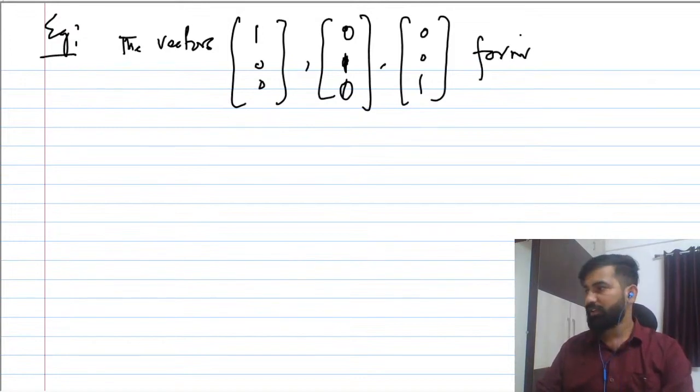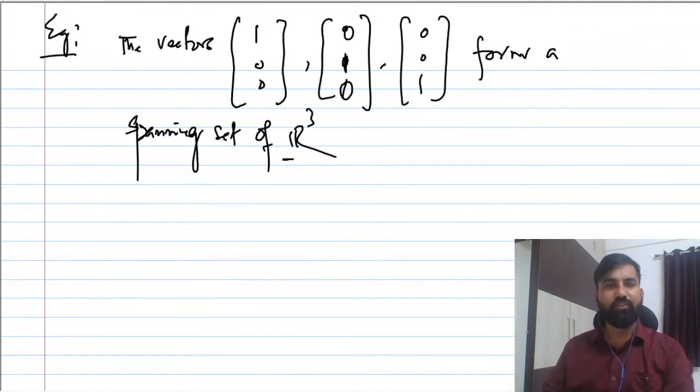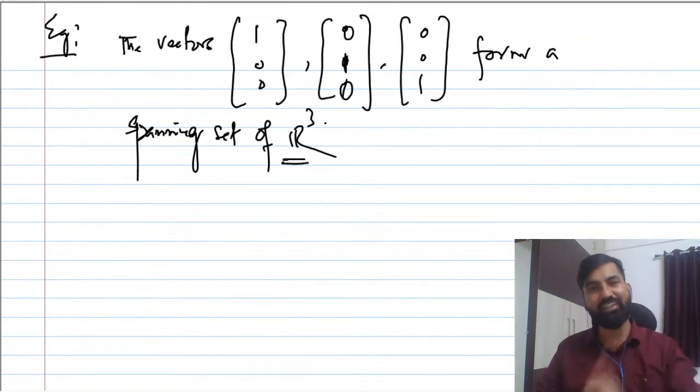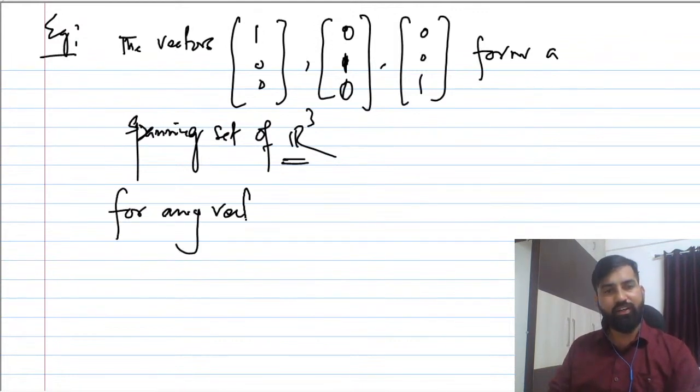Show that these vectors form a spanning set of R3. What is the meaning of R3? I think everybody understood: there are three real components in the vector space. Okay. So for any vector, you can write here v1, v2, v3, right?